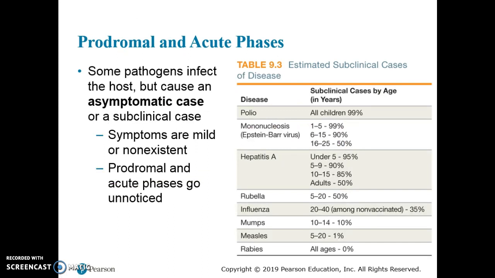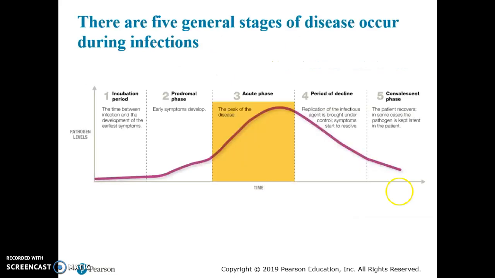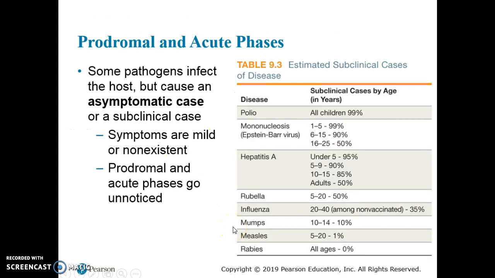All right, so in some cases you can also have asymptomatic cases where the symptoms are very mild or even non-existent, and so you may not actually know that you are sick. In the prodromal and acute phase, you may not know that anything's going on, but rather you are still infectious. And so here are some diseases where there are subclinical cases, basically asymptomatic.